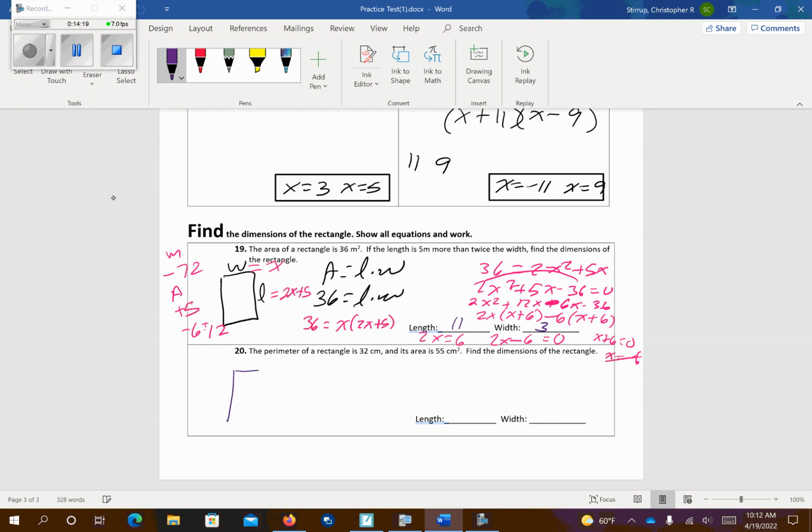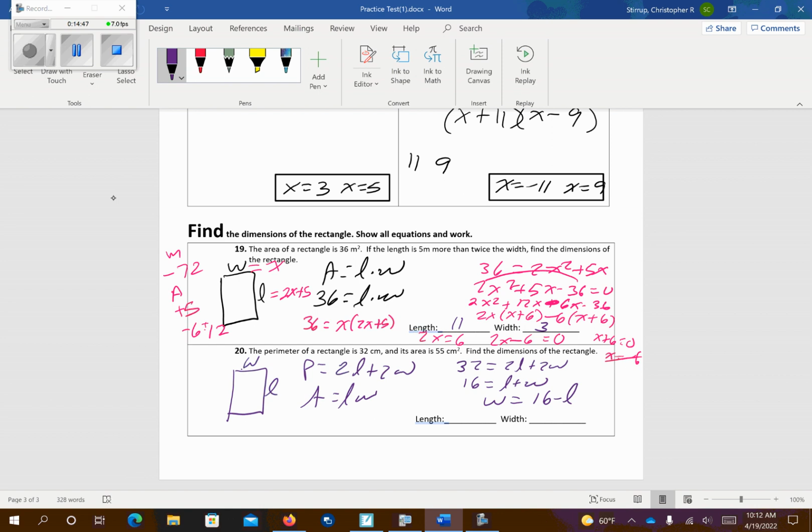Then this one, we have the perimeter of a rectangle. Perimeter is 2L plus 2W, and it has an area of something. So we have a width and a length. So things that we know about this. Perimeter is equal to 32 equals 2L plus 2W. I can divide everything by 2, L plus W equals 16. So I'm going to solve this for a letter, so I get W equals 16 minus L.